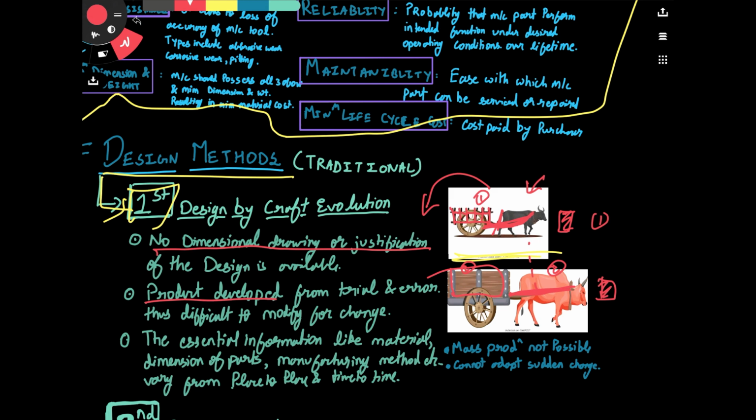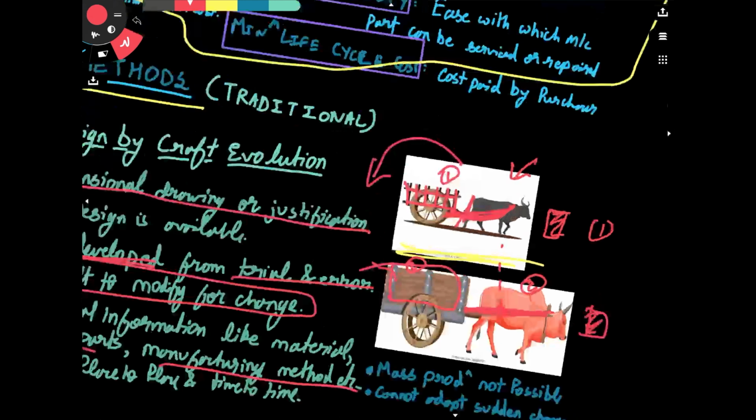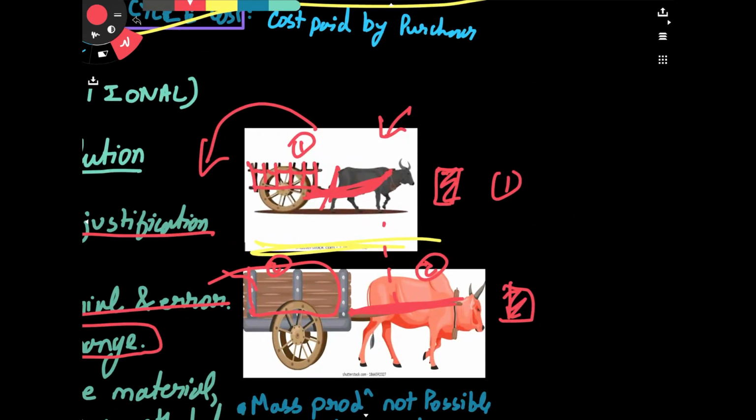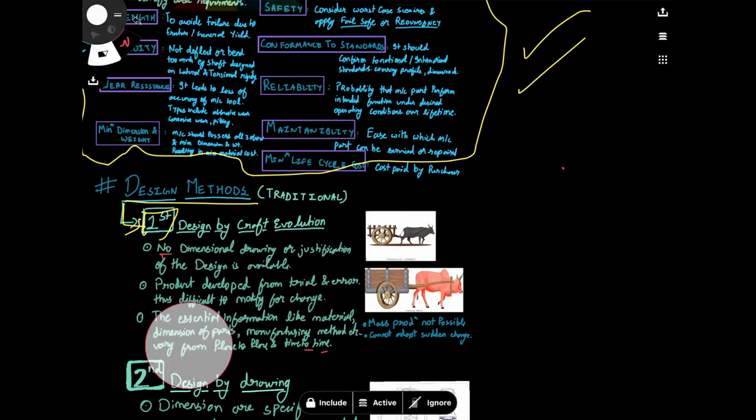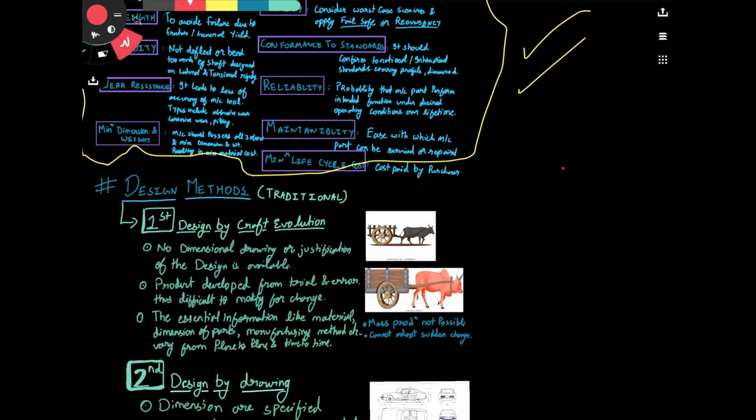You don't know, right? So product development from trial and error makes it difficult to modify or change. The essential information like material, dimensions of the parts, and manufacturing method are not very much available. As we can see, both the bullock carts have the same kind of wheel, but maybe the manufacturing method for both of them is different, and it can change from place to place and time to time. You don't know, right? So this particular method is not optimum overall, and it's obsolete.